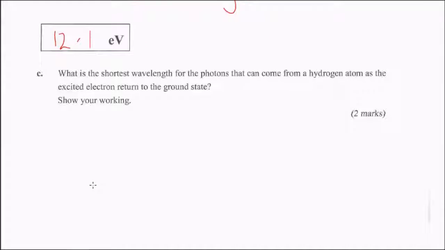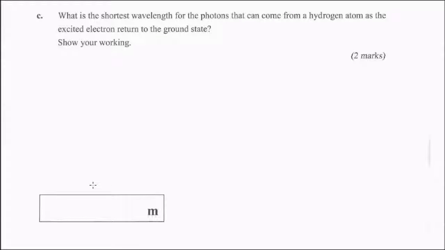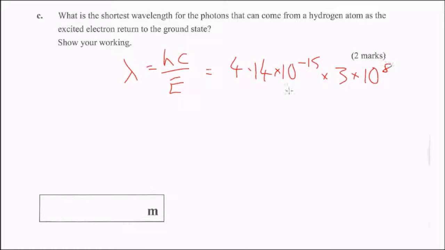So then we get to what is the shortest wavelength of the photons, and so what we've got to do is take our previous answer and just find the wavelength from that. Now all we need to do is go lambda equals hc over E. Now we just need to use the appropriate value of h because we've got our energy in electron volts, so that's 4.14 times 10 to the minus 15 times the speed of light. And we get 103 nanometers.